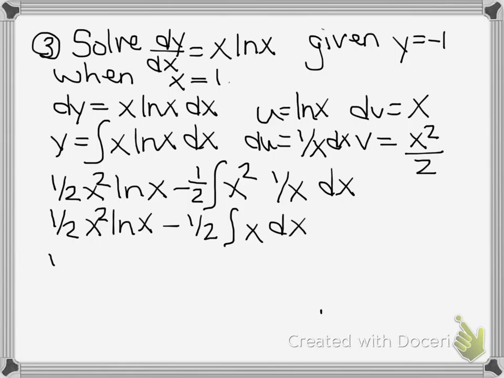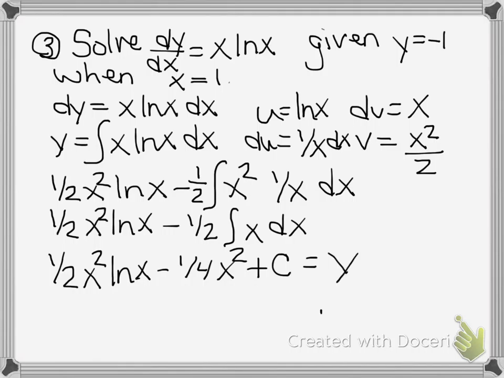Okay, so now take the antiderivative, and we're right here. So antiderivative of x, of course, is 1/2 x squared times the 1/2 in front. We're going to have minus 1/4 x squared plus our constant. Okay, remember that equals y. Now we have to plug in our initial condition they gave us. So when x is 1 and y is -1.